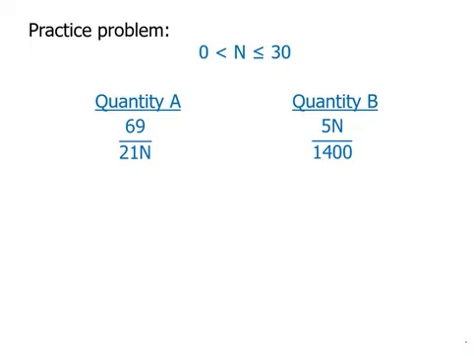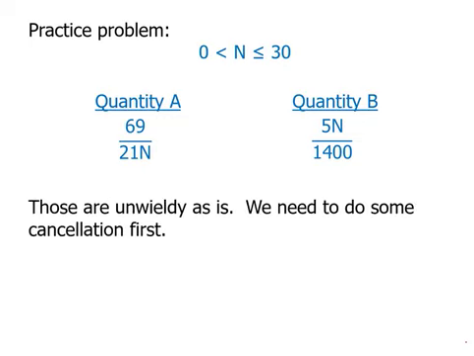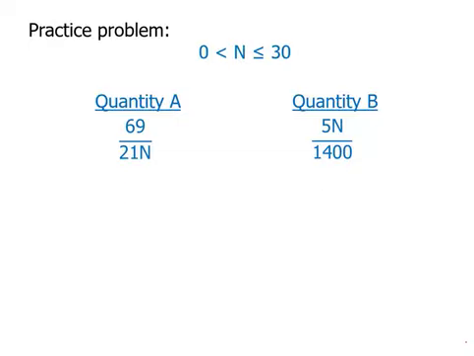Okay. Well, this is a little complicated comparing these two fractions. We're going to do some simplification first. We need to cancel. So first of all, notice that we could just multiply both quantities by 7 to cancel the 7 in the denominator. That was step 1. So the 21 cancels to 3, the 1400 cancels to 200.